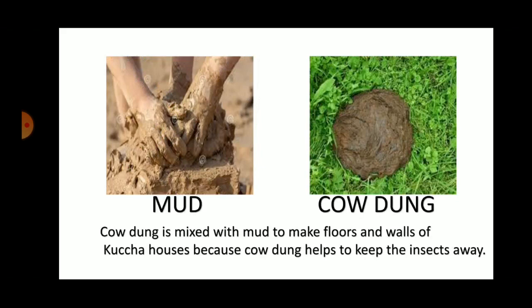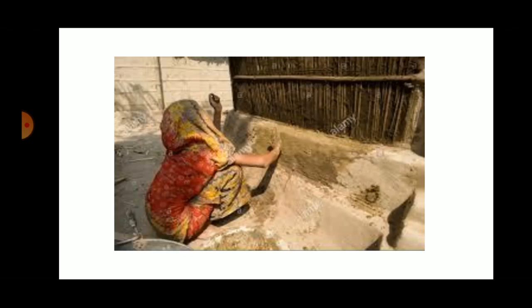Look here, picture of mud and cow dung. Do you know cow dung is mixed with mud to make floors and walls of kacha houses because cow dung helps to keep the insects away. Here is a picture showing a woman coating the walls with mud.